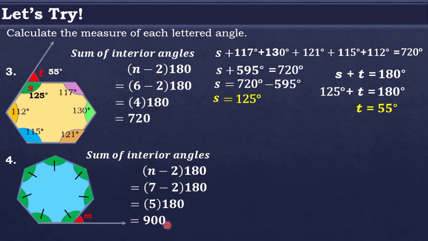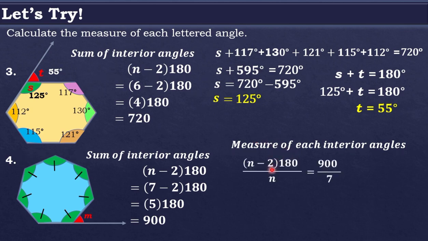Now, paano mo makukuha yung measure ng angle na to? Kasi dapat alam mo muna yung interior para makuha mo yung exterior. So, i-divide natin ito by the number of sides, which is 7. So, kunin mo yung interior angle. So, yung nakuha mong 900 divided by n, the number of sides, which is 7. So, we have 128.57 degrees. Okay, so we have for every interior angle of your heptagon, this is 128.57 degrees.